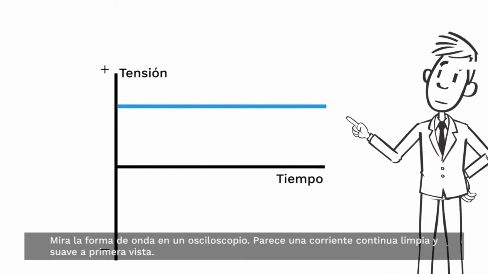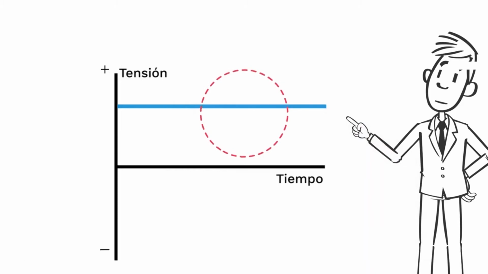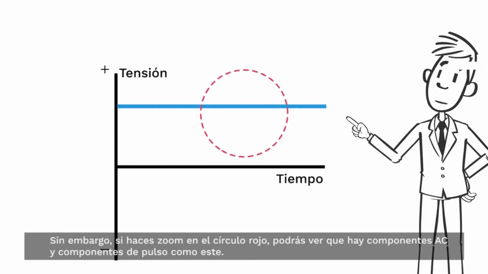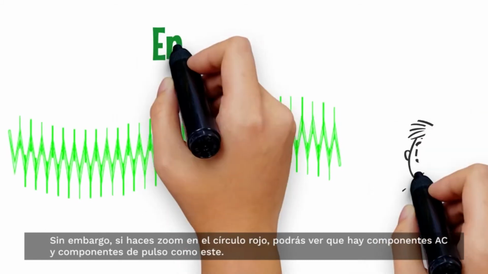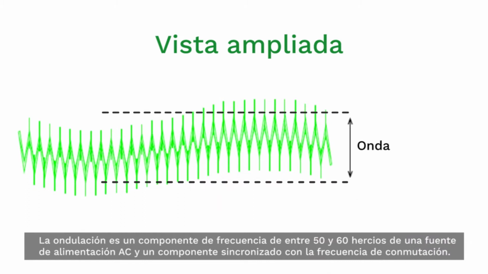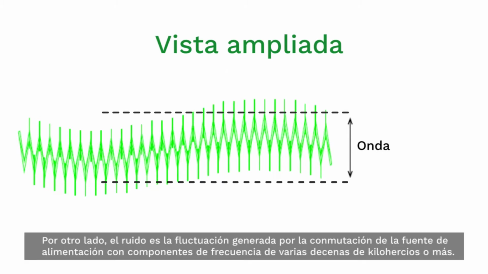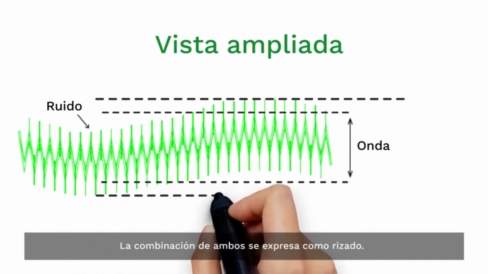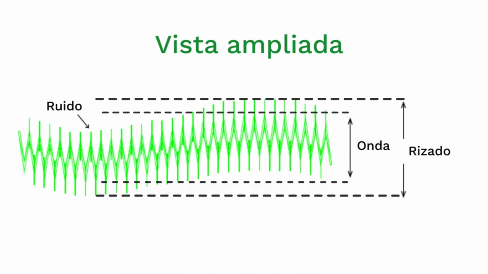When you look at the waveform on an oscilloscope, it appears as smooth, clean, direct current at first glance. However, if you zoom in on the red circle, you can see that there are AC components and pulse components like this. Ripple is a 50 to 60 Hz frequency component of an AC power supply, and a component synchronized with the switching frequency. On the other hand, noise is the fluctuation generated by the power supply switching with frequency components of several tens of kilohertz or higher. These two are combined and expressed as ripple noise.